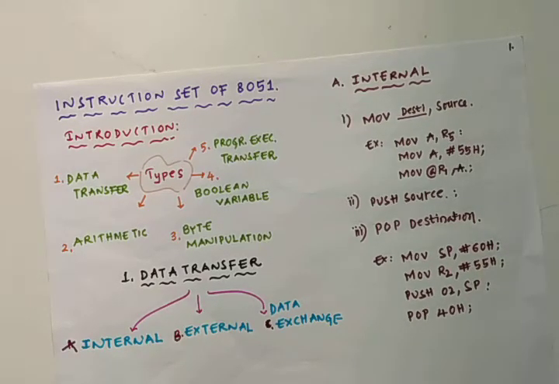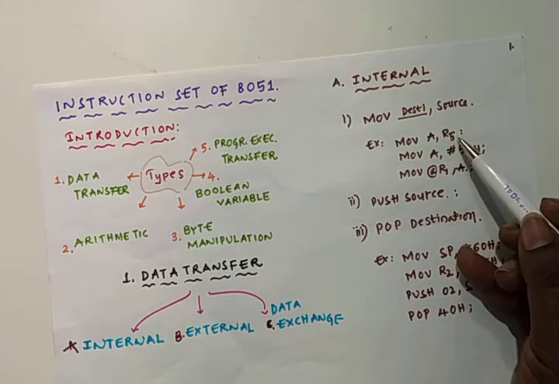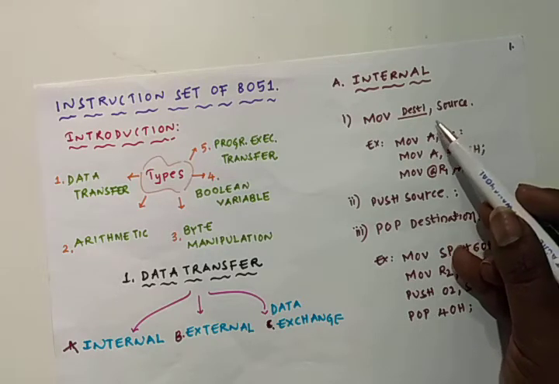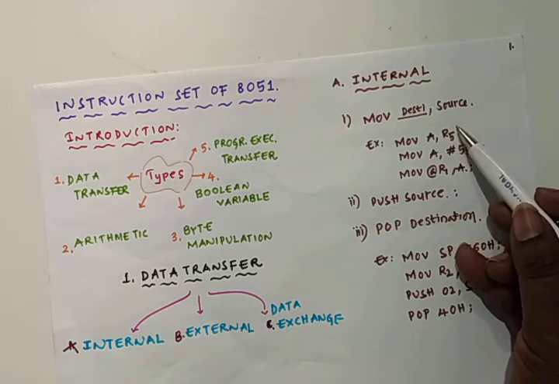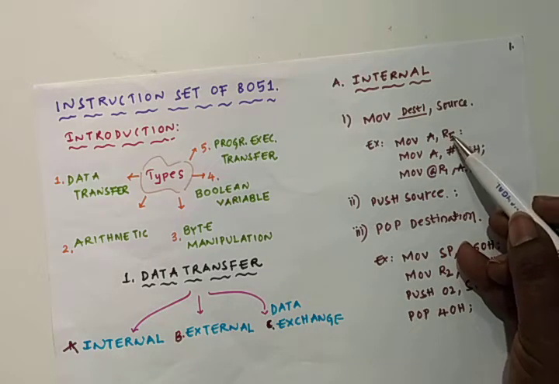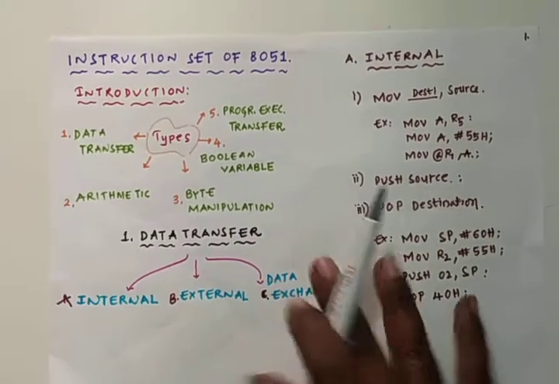So I am going with some examples here. MOV A, R5. That means copy data from R5 and move it to the accumulator. Here R5 is a register in which the 8 bits of data are there. It will be moved into accumulator A.